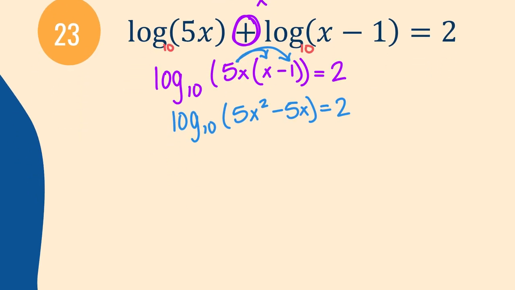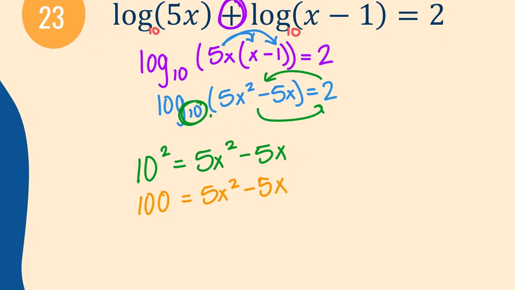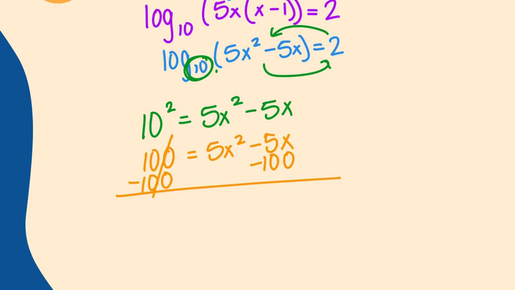Because I have log by itself, I'm going to switch some things around. Circle my base, switching the other 2. I'm going to have 10 to the power of 2 equals 5x squared minus 5x. 10 squared gives me 100. Then looking at it, I can factor this. I'm going to subtract 100 from both sides of my equal sign. These are going to cancel out. I'm going to end up with 0 equals 5x squared minus 5x minus 100.